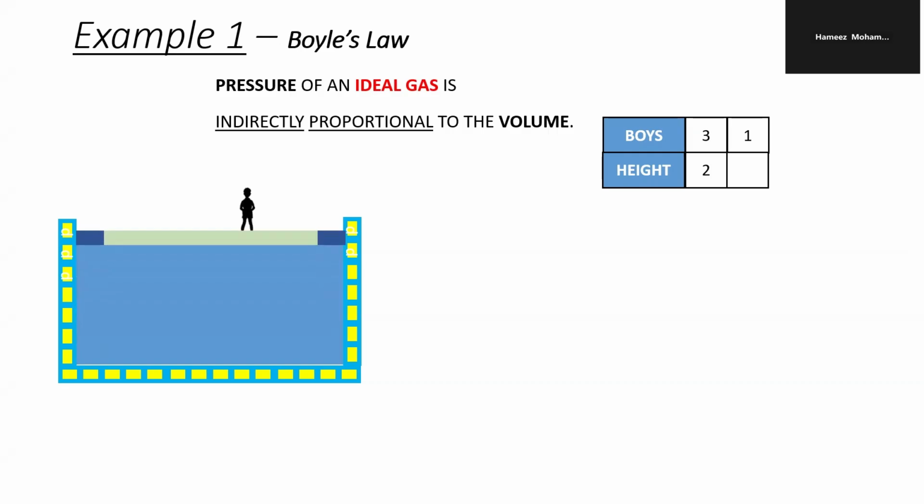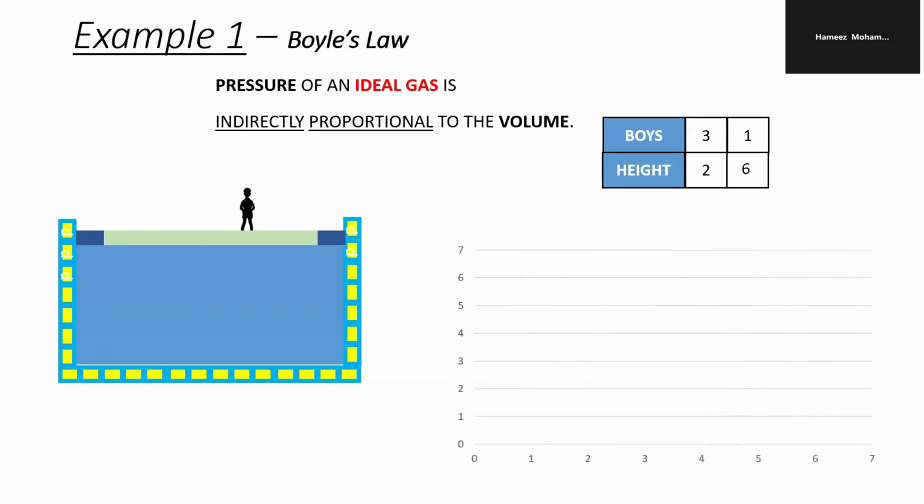And it's going to go upwards 1, 2, 3, 4, 5, 6 blocks. So when we had 3 boys, the height was 2 blocks. That was being squeezed, compressed. When it's only 1 boy, the gas will be able to expand because there's not so much weight on it. And as such, there's going to be a difference in the height being increased. That one decreases, the other increases.